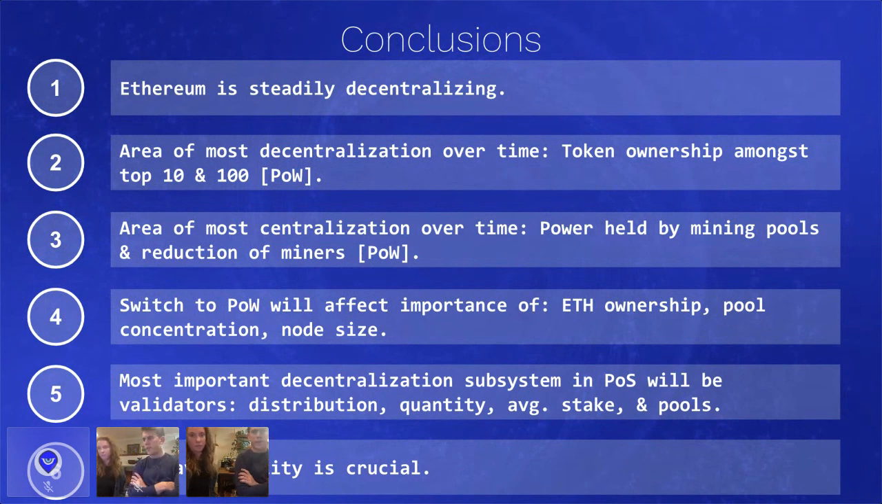Another conclusion of ours is that the switch to proof of stake will affect existing subsystems of decentralization mostly by placing new importance on token ownership, by ameliorating the growing influence of mining pools, and then also alleviating some of the concerns around node size. The 5th conclusion is that emerging subsystems of decentralization we should consider with proof of stake are mostly around validators, their quantity, their distribution, their average stake, and their impact and involvement with staking pools.